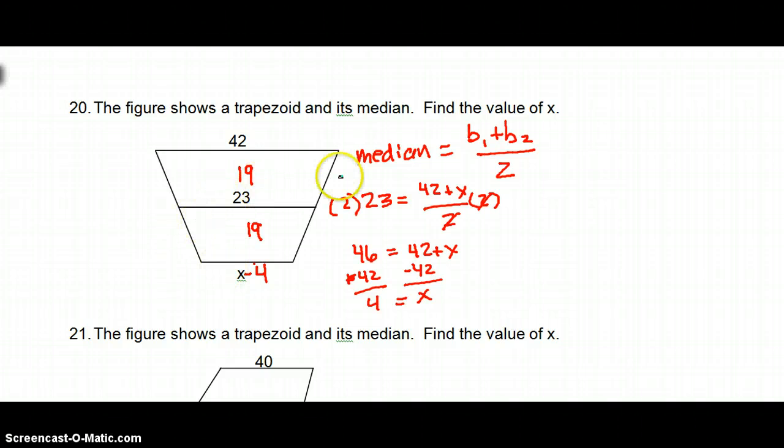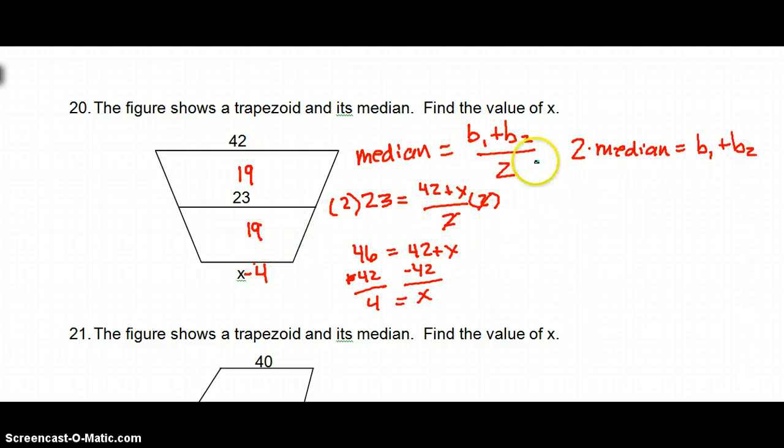If you want an easier way to do this, using this formula, we know that if we double the median, it'll be equal to the sum of these two. So what we can do, because that's what we did right here, we doubled the median and set it equal to the sum of the other ones. It works for anything that you have. So let's rewrite this. 2 times the median equals base 1 plus base 2. Plug that in and see if we get the same answer.